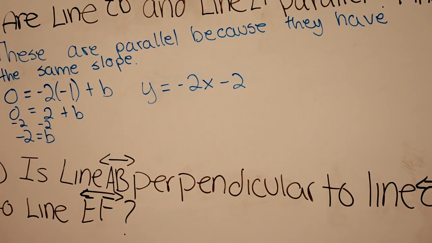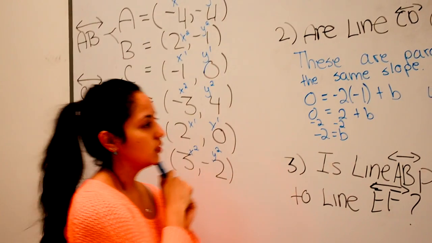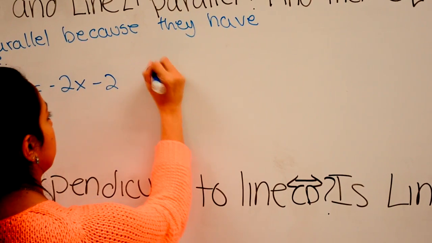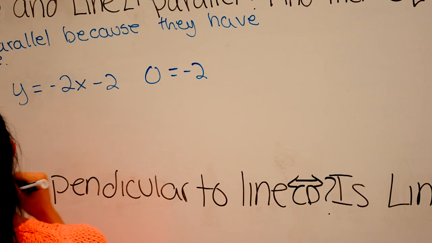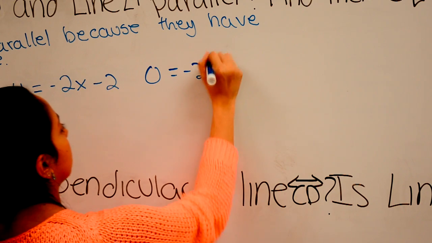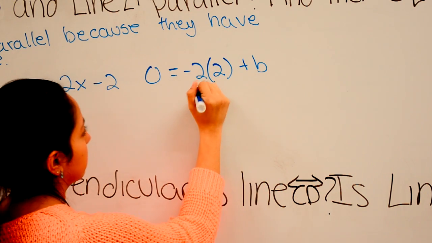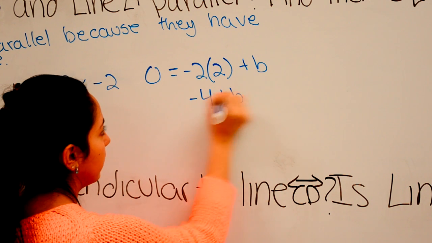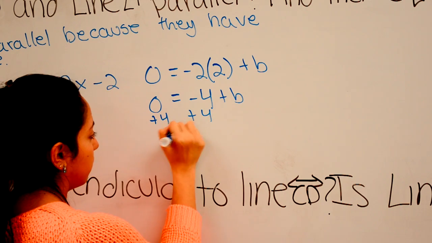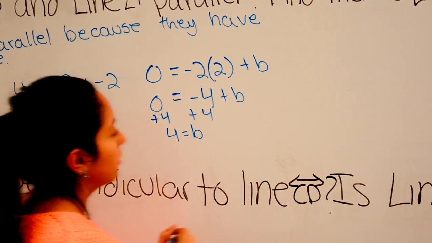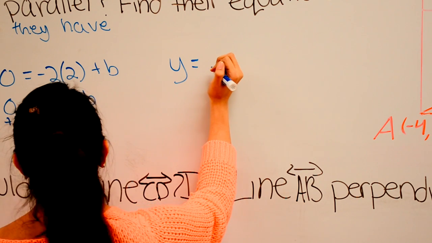For line EF, we'll do the same thing and use coordinates 2 and 0. 0 is y, so 0 equals -2, which was the slope, times 2, which is x, plus b, because we don't know the y-intercept yet. So this is -4 plus b equals 0, and add 4 on both sides, and 4 is going to equal b. Now that we know the y-intercept and the slope, we can make the equation for EF.